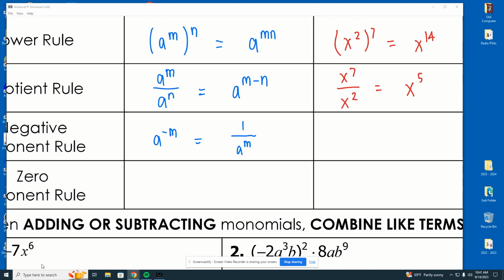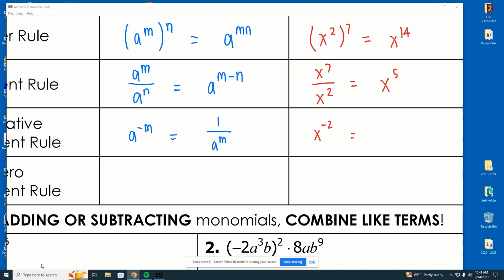So for example, let's add x to the negative 2. Again, technically, where is that right now? If there's no fraction, I know it's in the what? It's in the numerator. So I put it where? I put it in the denominator, and that turns that negative 2 into a positive 2. Now, you got to have something on top, right? So we put a 1 there.